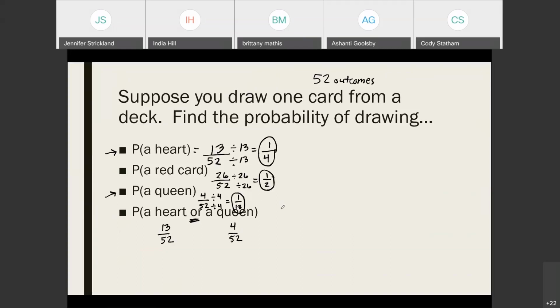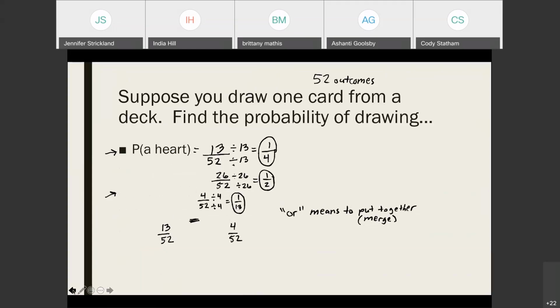Somewhere in your notes, I want you to make a note that the or means to put together. Sometimes I will say merge. So essentially what you want to do is take those 13 hearts and those 4 queens and put them together in the same set. But I want to go back to my cards for just a second and show you something. We're going to look at hearts or queens.